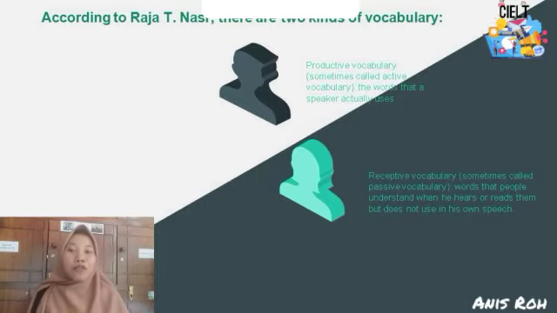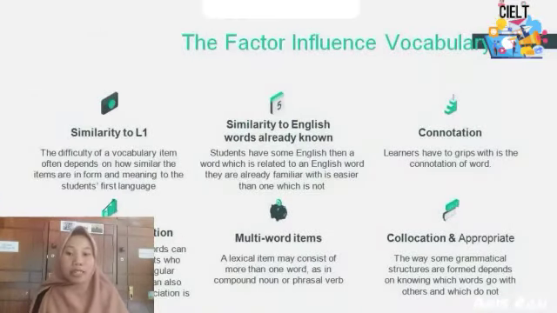Okay, next. The factors influencing vocabulary learning. There are six. Number one is similarity to the first language. The difficulty of a vocabulary item often depends on how similar the item is in form and meaning to the student's first language. Number two, similarity to English words already known. For students, an English word which is related to an English word they are already familiar with is easier than one which is not.